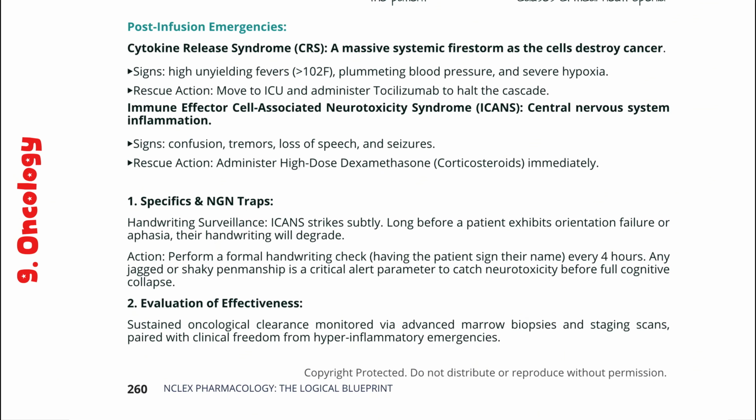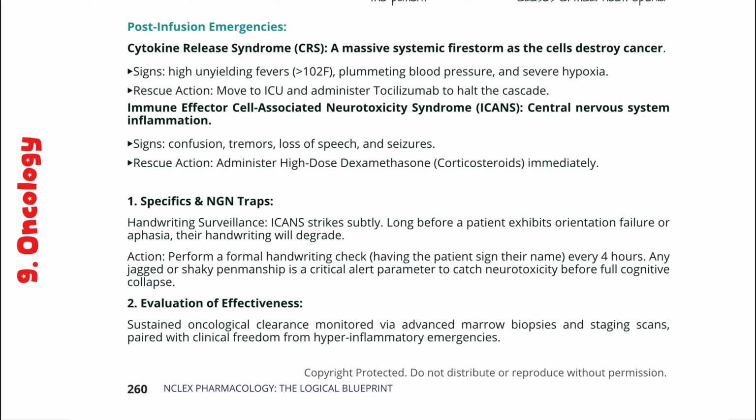The rescue is tocilizumab in the ICU. ICANS, immune effector cell-associated neurotoxicity syndrome, is central nervous system inflammation: confusion, tremors, loss of speech, seizures. The rescue is high-dose dexamethasone immediately.